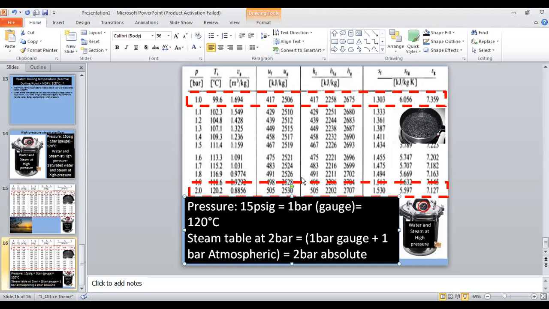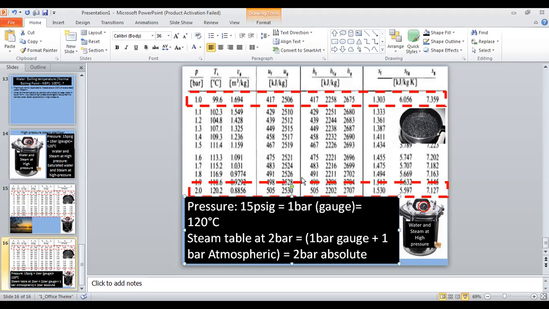So here, again, understand the absolute pressure. See, at 2 bar and 120 degrees Celsius, you do sterilization. But if you really look at the gauge, this is 1 bar. Your temperature is 120. 1 bar gauge and 120 Celsius means 1 bar gauge plus the ambient pressure is 2 bar absolute. That is what you see in your steam table.